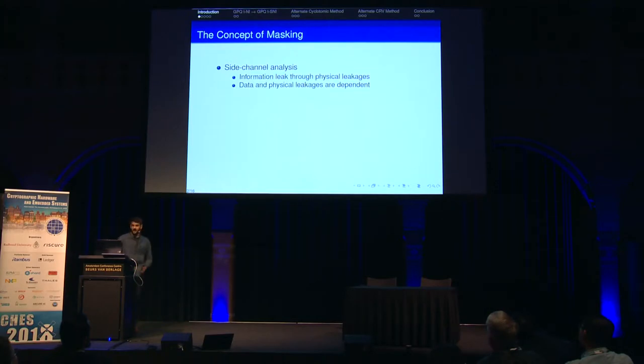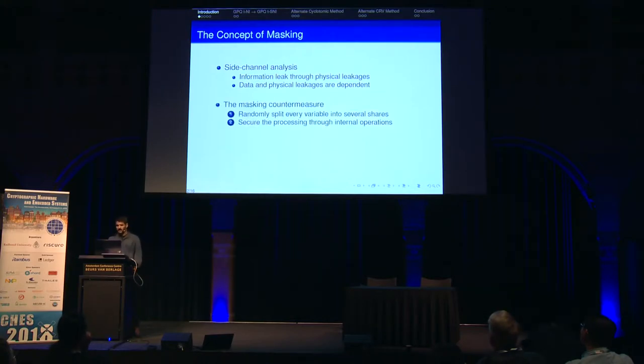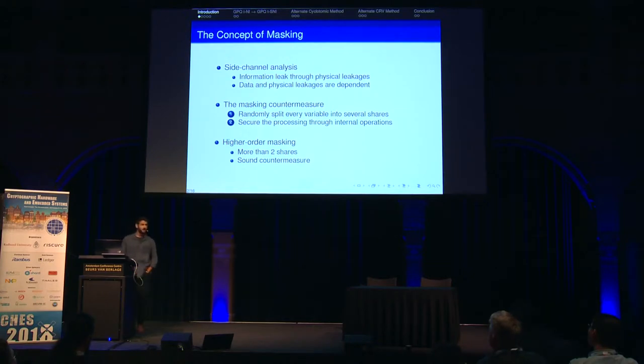Now, in the context of side-channel analysis, information leaks through the physical leakages of a running device because the data and physical leakages are dependent. Masking is a popular method that prevents this correlation by randomizing physical leakages. The countermeasure splits every sensitive variable into several shares and secures the processing of the shares through every internal operation. When the countermeasure is applied with more than two shares, the masking is said to be of higher order, which has been proved to be a sound countermeasure in several security models.